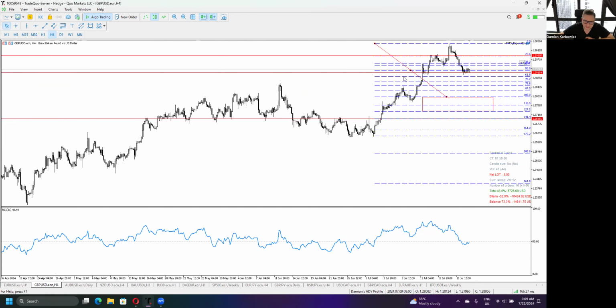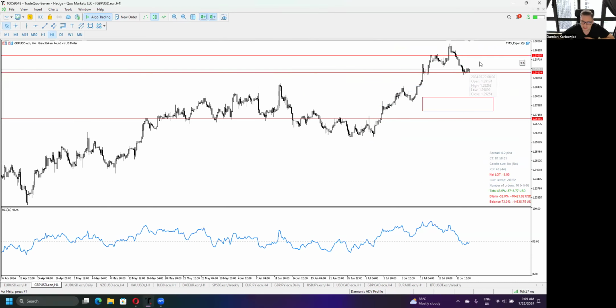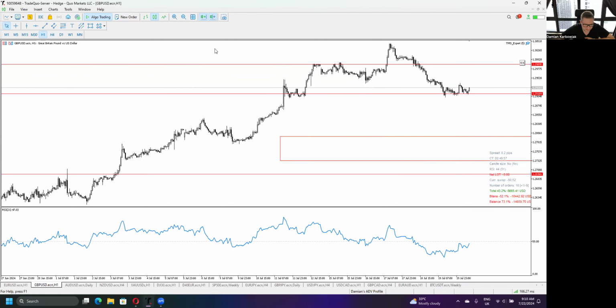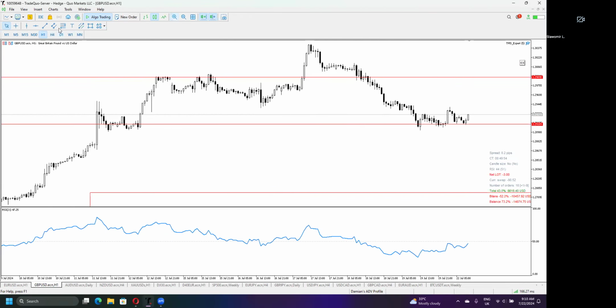So what we are waiting for now is the correction of the 50%, and then candle formation, of course. Someone is not muted.